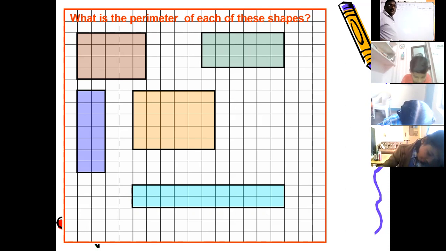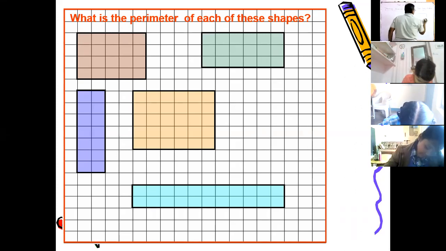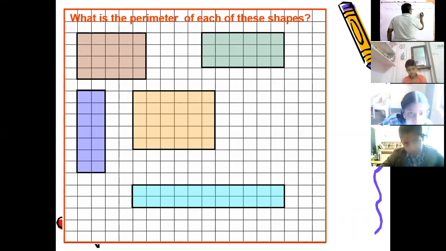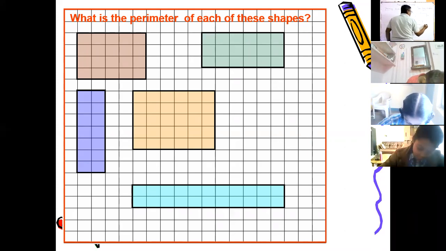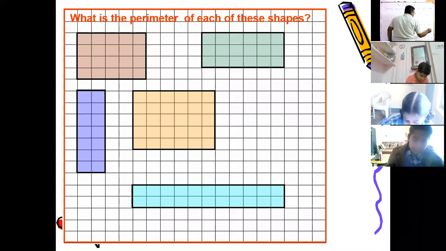If you look at the first one, what is the length? 1, 2, 3, 4, 5. Breadth is 1, 2, 3, 4, 5. First one is 5 and 5. Perimeter 5 plus 5 plus 5 plus 5, which is 20 centimeter. That is the first answer.